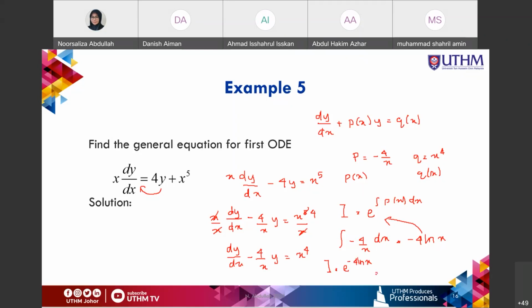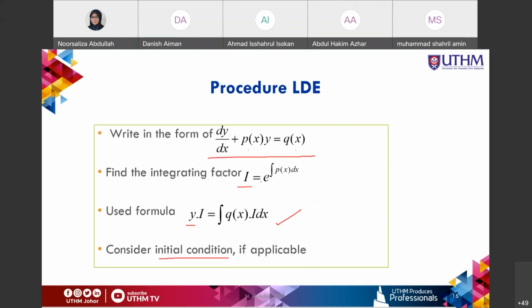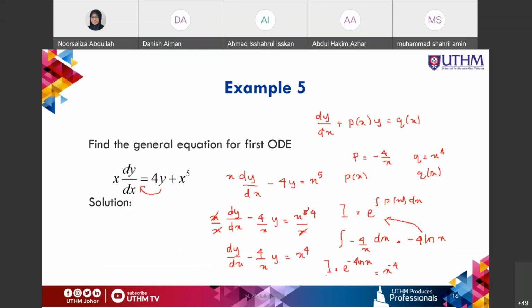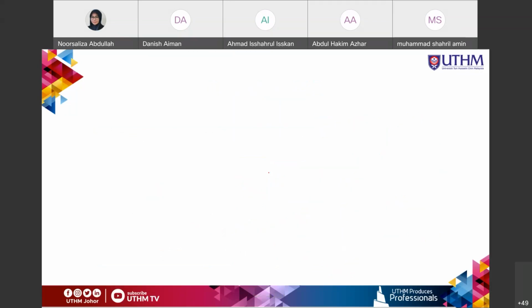Okay, so equals to exponent minus 4 ln x. We know that exponent with ln dia akan dapat x negative 4. Betul tak? Okay, so this I, kita dah kira, I equals to x negative 4. Now we can get y.